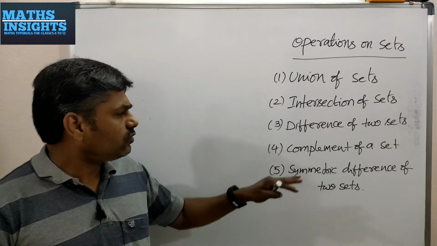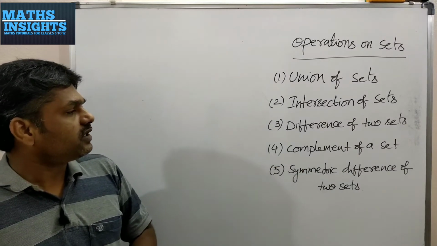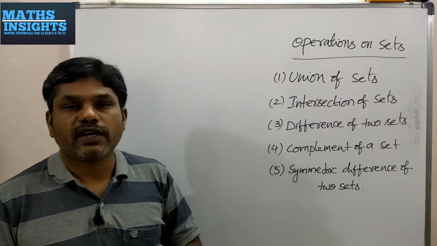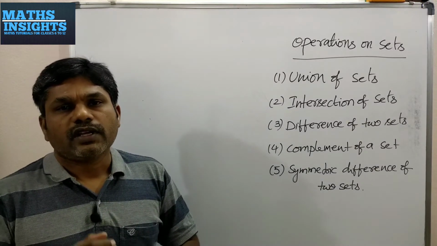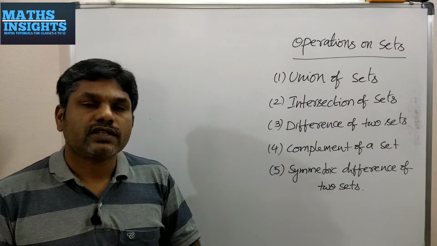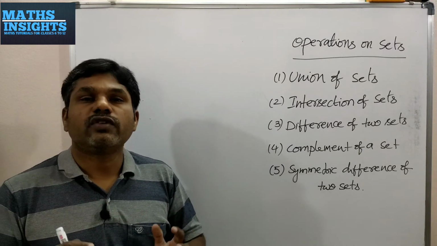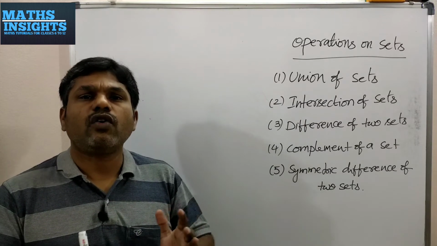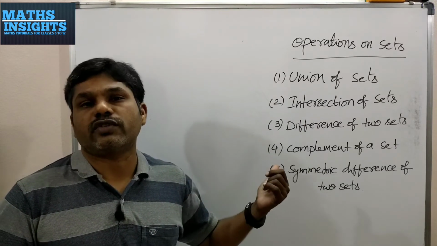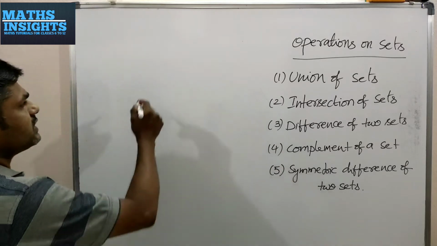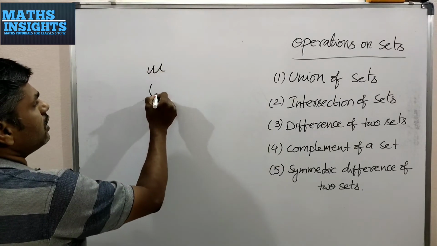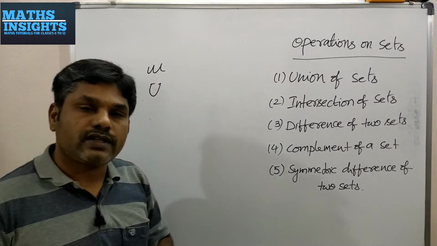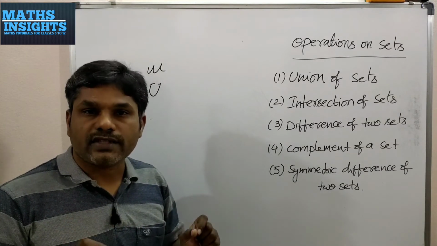If you come to the fourth operation of sets, complement of a set, you know very well what is meant by complement of a set. Here you have to discuss the universal set. A universal set is a bigger set, and all sets are subsets of the universal set. You know, the universal set is generally represented as mu or U. If you see this mu or U, you have to understand that it is a universal set.